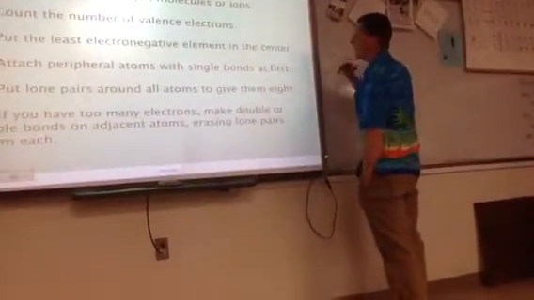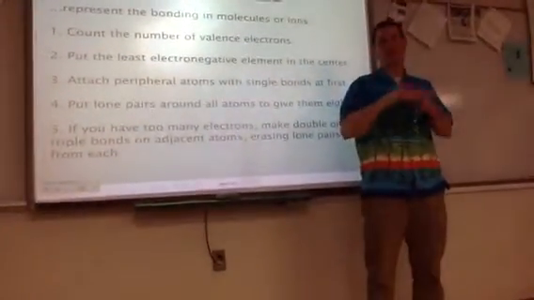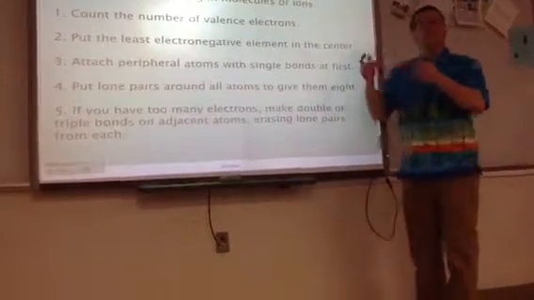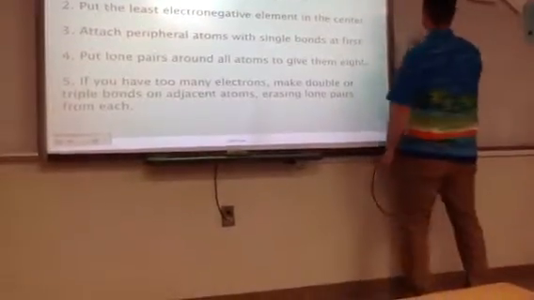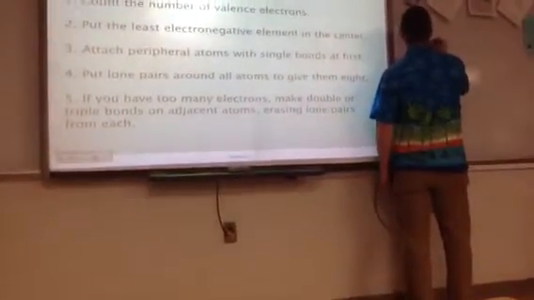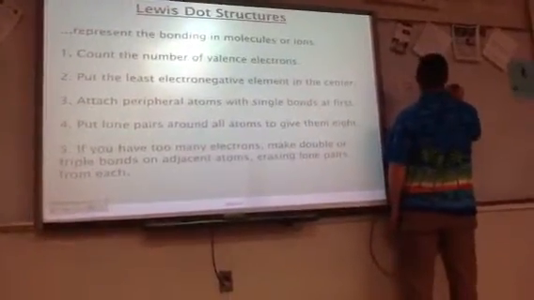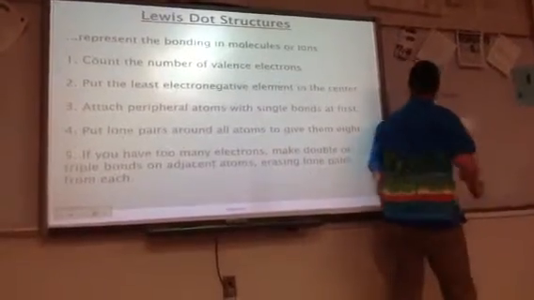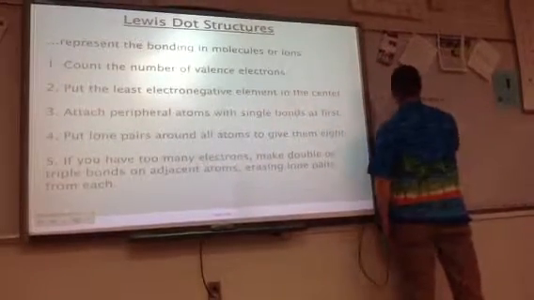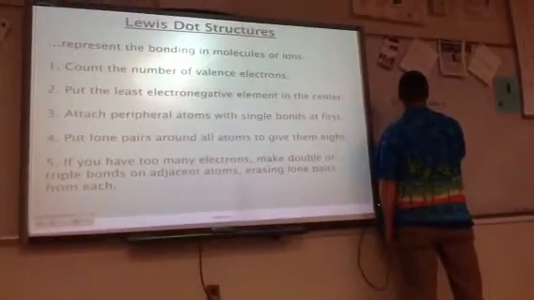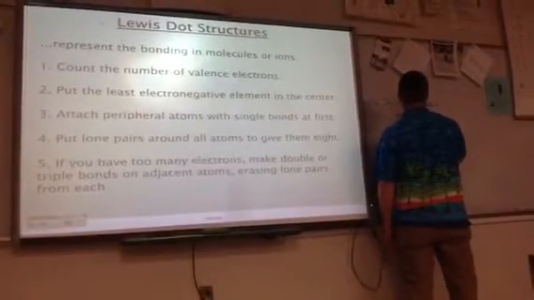So, number 5 says if you have a dot structure and you have too many electrons in there, you have to use some of them up to make double bonds. But what if you don't have enough electrons? Well, how do you add them in? That's what I have to address in number 6. If you need more electrons, add to the central atom.